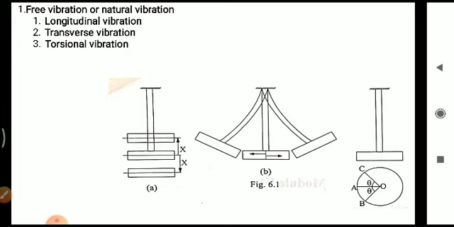In the third one, the disc is given an angular displacement. The disc is rotated with respect to a center, and the point A will reach the point C, and then it is released. Then the point A will try to come back to its equilibrium position. Again, the moment of inertia will act, and it will continue its oscillation for some time, and it will come to rest after some time. This is called a torsional vibration.